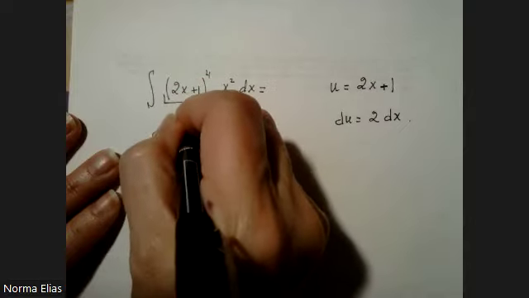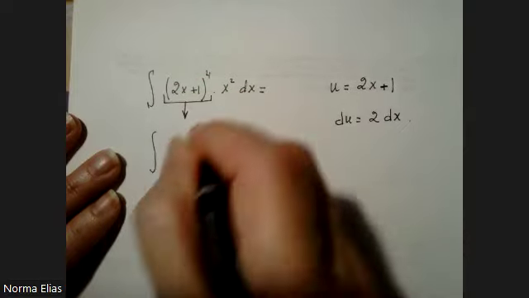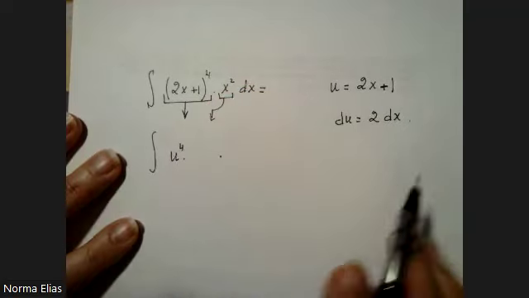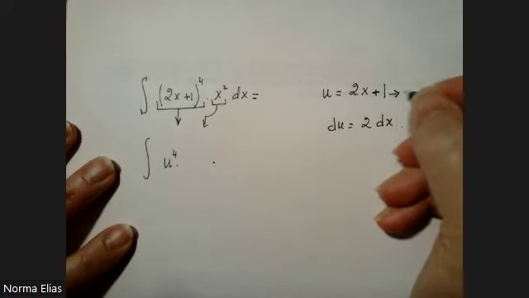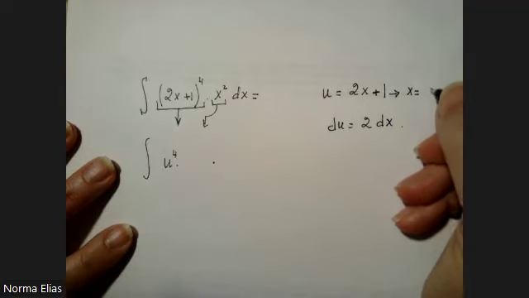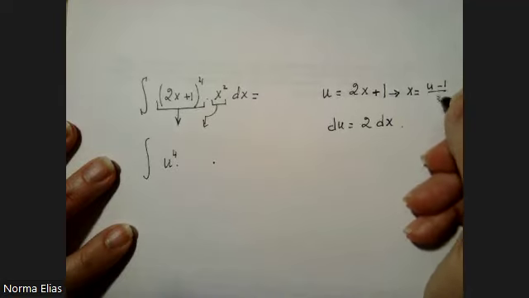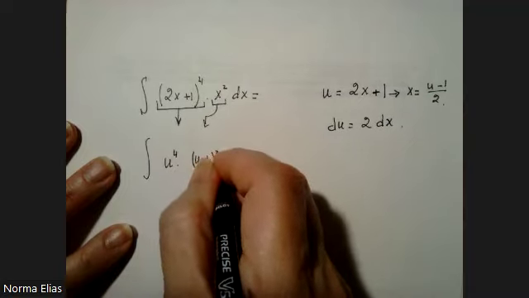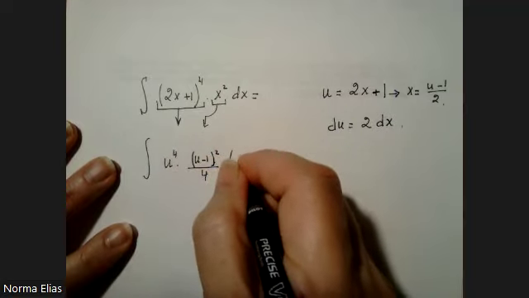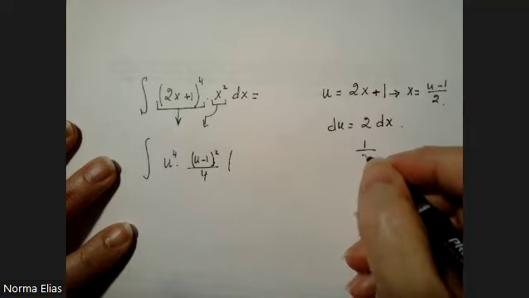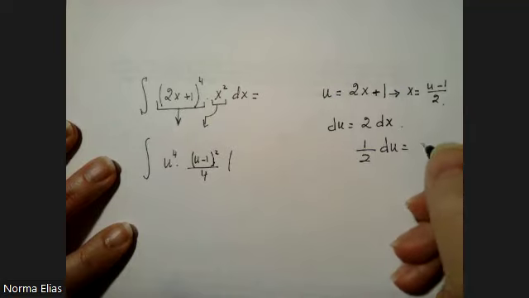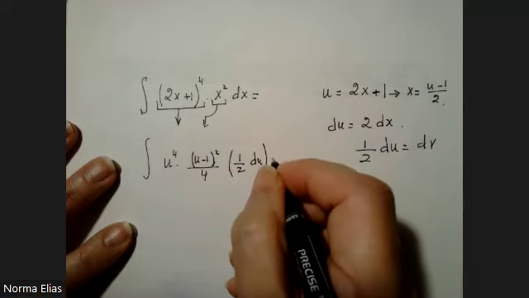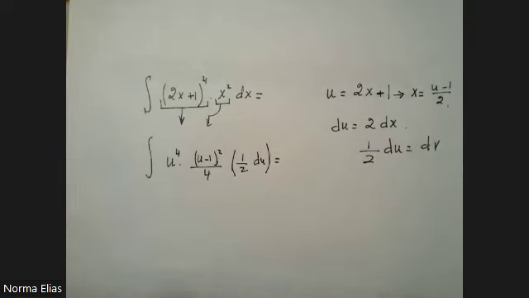This will be u to the power 4. x squared, oh, x squared is problematic. I have to substitute, so solve for x. This would give me x equals (u minus 1) divided by 2. So this is (u minus 1) squared divided by 4. And finally, the dx. I need to solve for dx, so I have to divide by 2 both sides. And that would give me a half du.